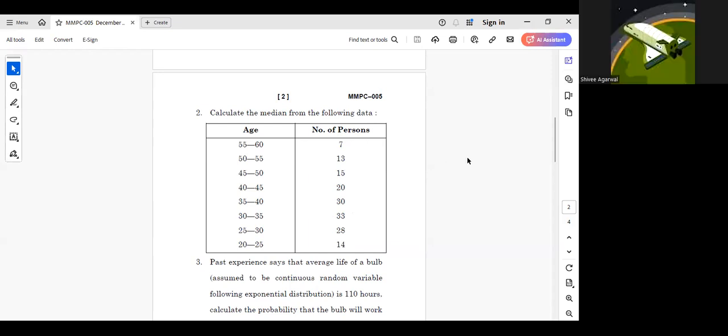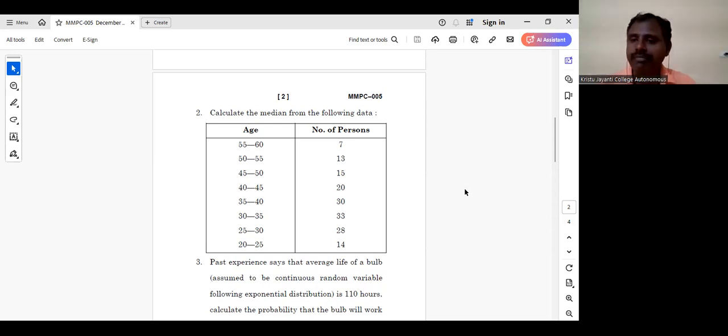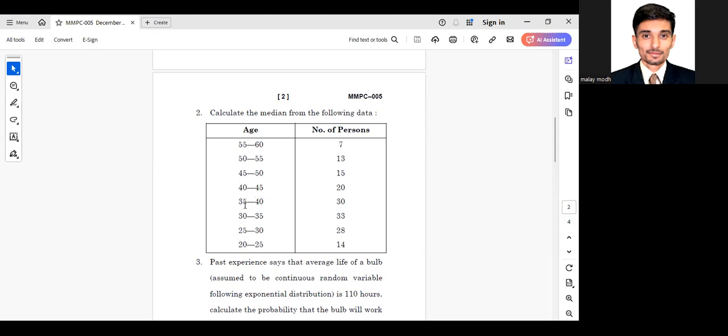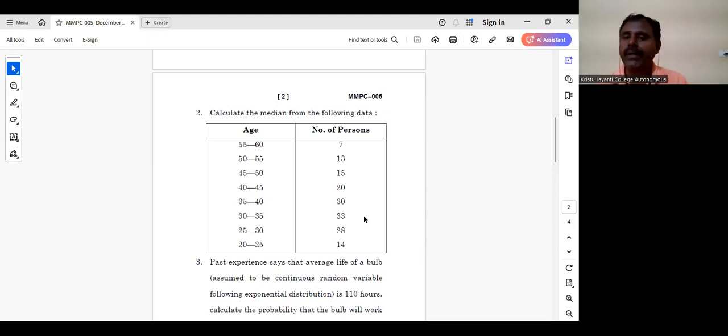75. Now, after that, you have to see whether that 75 is available in the less than cumulative frequency column. In the LTCF column, whether 75 is there. Yes, the 30 to 35 age group. Then 30 to 35 is the median class. That you can write. Therefore, the median class is 30 to 35.